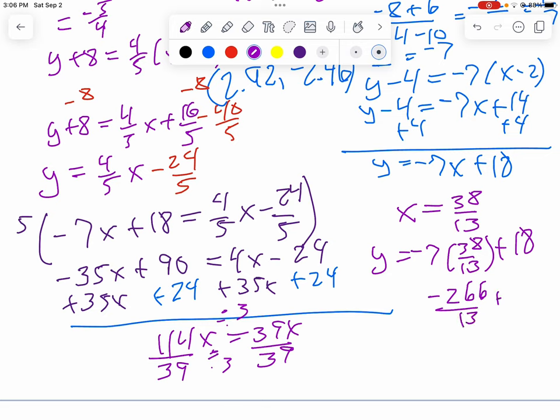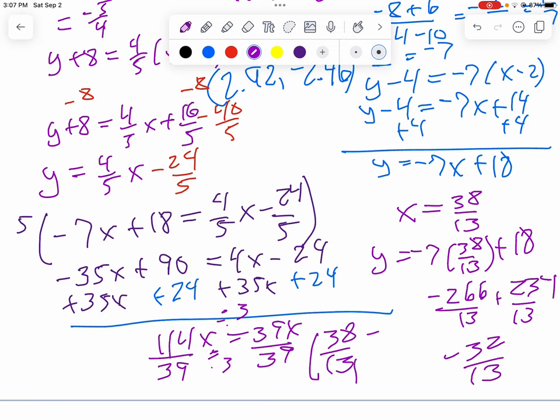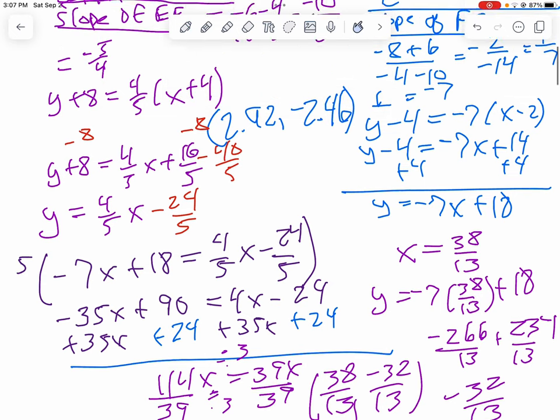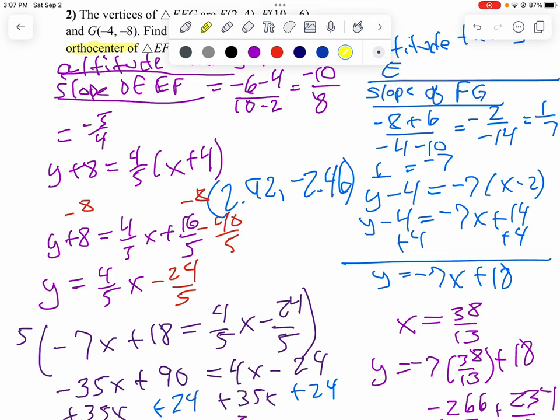Might as well get my common denominator right away, so I'll take 18 times 13. And I get 234. Well, negative 266 plus 234 is negative 32 over 13. And so my exact answer is 38 over 13, which is, like we said, about 2.92. And negative 32 over 13, which is about negative 2.46. Either way is a good answer. Like I said, I prefer the geometric way. That'll save you some time on the test, but if you don't like the geometric way, you can do it algebraically just as well.